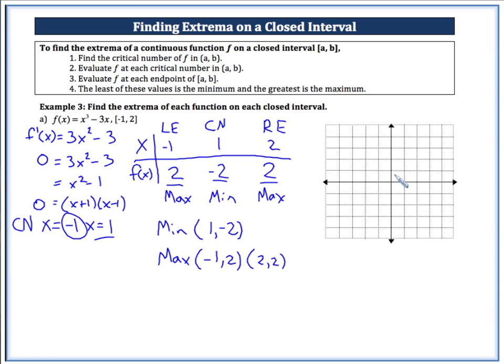All right, so let's go ahead and graph this on our interval here and see what that would look like. Here's negative 1, here's positive 2. So we have the point negative 1, 2. Let's see, we have 1, negative 2. And then we have the point 2, 2.